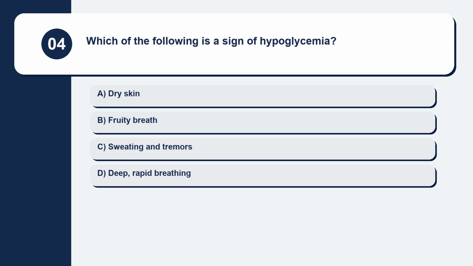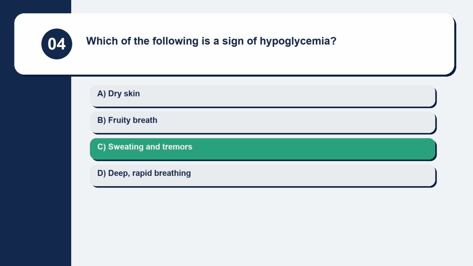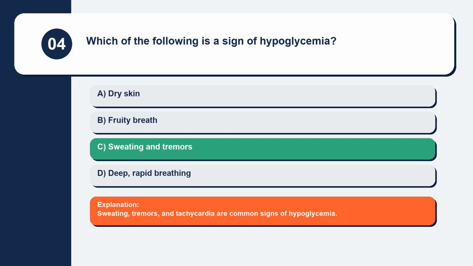Question 4. Which of the following is a sign of hypoglycemia? Dry skin, fruity breath, sweating and tremors, deep, rapid breathing. Sweating, tremors, and tachycardia are common signs of hypoglycemia.